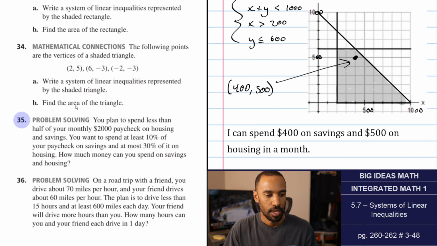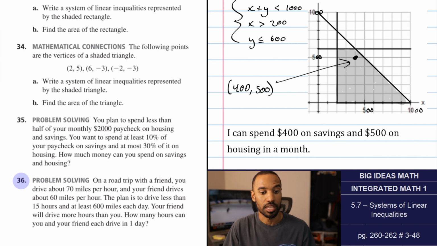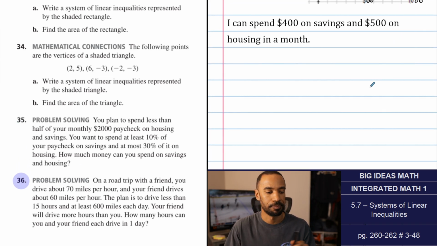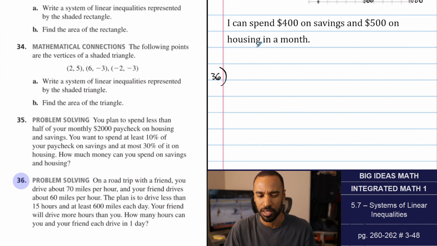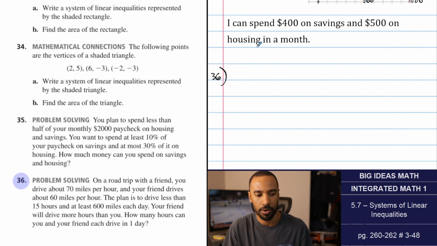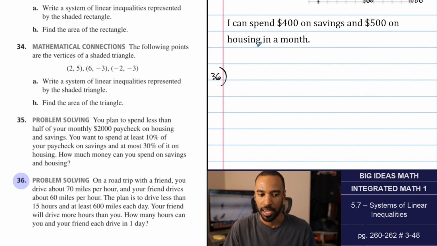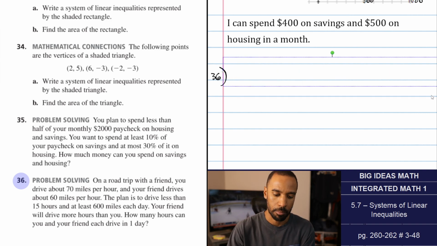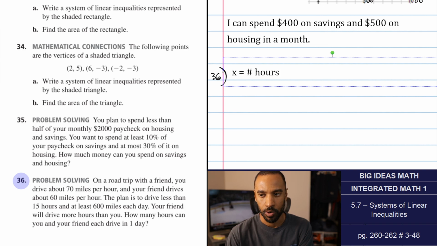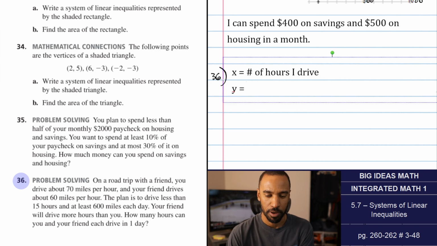Okay. Number 36, problem solving on a road trip. So this might be a whole my choice thing again, by the way. On a road trip with a friend, you drive about 70 miles per hour and your friend drives about 60 miles per hour. Let's just say it's 70 and 60. The plan is to drive less than 15 hours and at least 600 miles on each day. Your friend will drive more hours than you. How many hours can you and your friend drive in one day? So let's let x and y represent number of hours that we drive: x is the number of hours I drive, and y is the number of hours my friend drives.